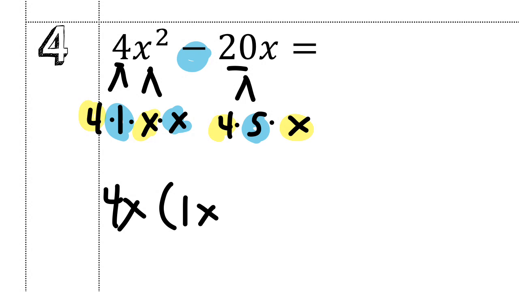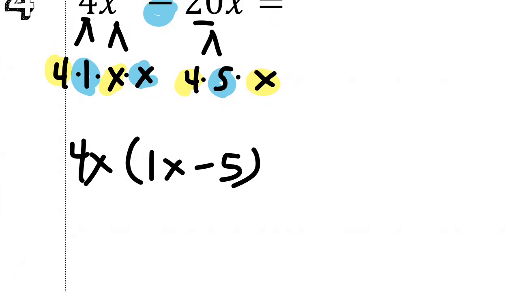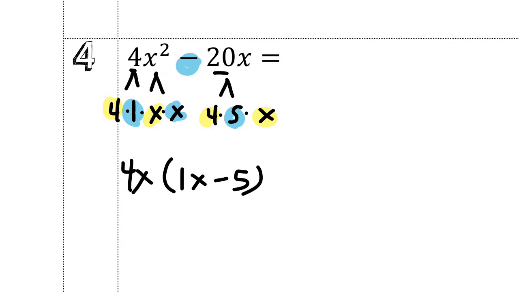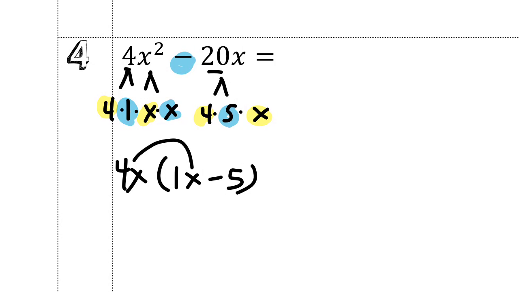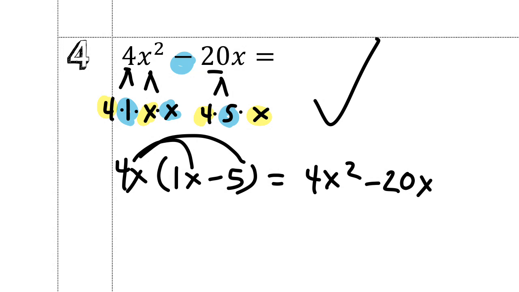So 1x minus 5. If I wanted to check if we did this correctly, I'd have to distribute. Well, 4x times 1x is 4x squared. And 4x times a negative 5 is a negative 20x. And you'll see we did do it correctly. And we're ready to move on to the next problem. Again, I really want to encourage you, if you feel like you're ready, try to do the next problem on your own.